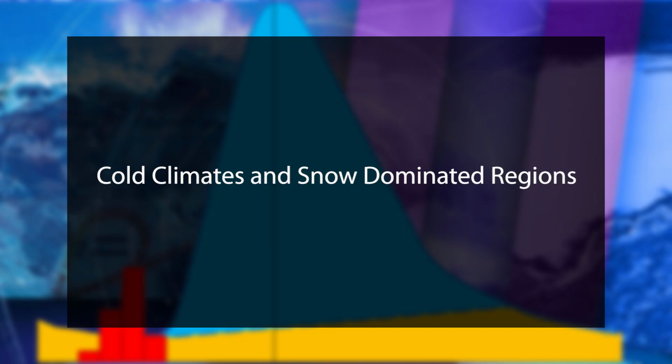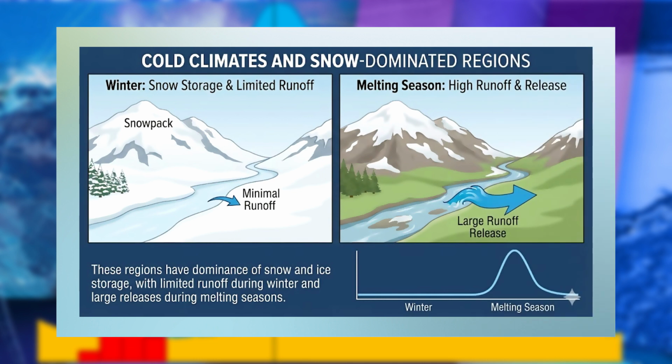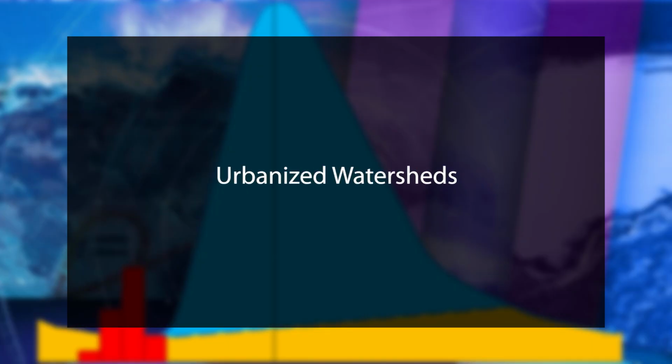So far as the cold climate and snow dominated regions are concerned, these regions have a dominance of snow and ice storage with limited runoff during winter and large release during melting seasons. Hydrograph shape depicts flat or negligible discharge during cold months due to precipitation being stored as snow. Examples include Arctic and alpine regions, which experience hydrographs with delayed peaks, such as those observed in the Himalayas or rocky snow-fed rivers.